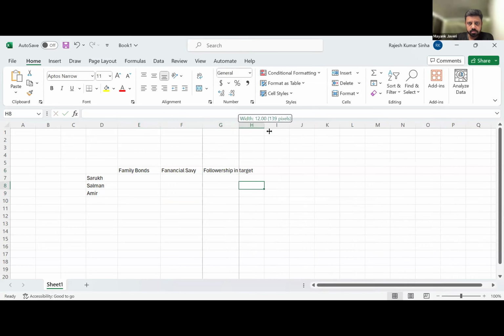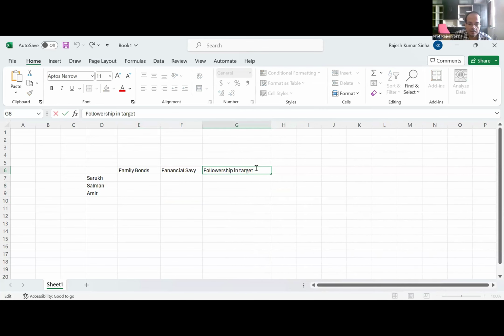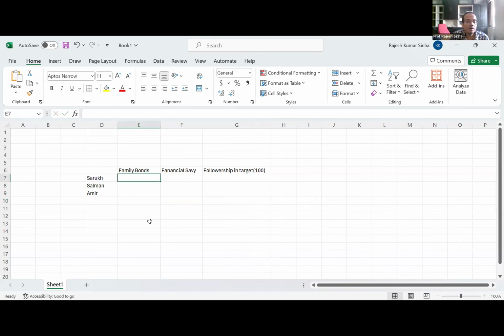Followership in target. Suppose I have 100 points to allocate, only 100 points to allocate. So how am I going to look at that? In terms of family bond, out of 10, how much should I give to Shahrukh? How much should I give to Salman? And how much should I give to Amir? Out of 10.